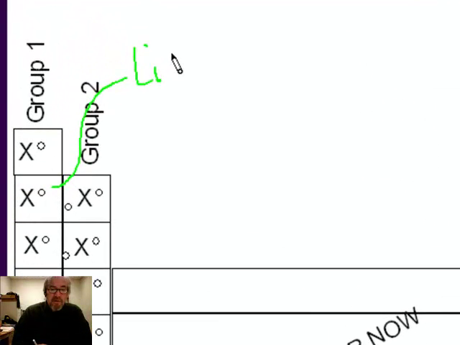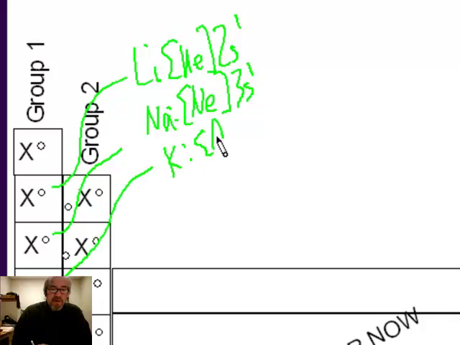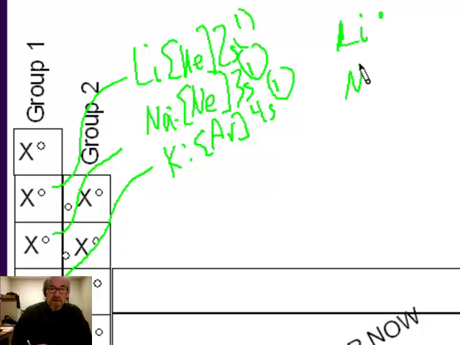Lithium shorthand notation is helium and then 2s1. Below that is sodium. Sodium is 1 row down, so its shorthand notation starts with the next noble gas, which is neon, and it ends in 3s1. Below that is potassium. Potassium is argon, and then 4s1. They all end with only 1 dot in their highest shell. So that means lithium will have 1 dot in its dot notation, so will sodium, and so will potassium. In fact, everything in that column will.